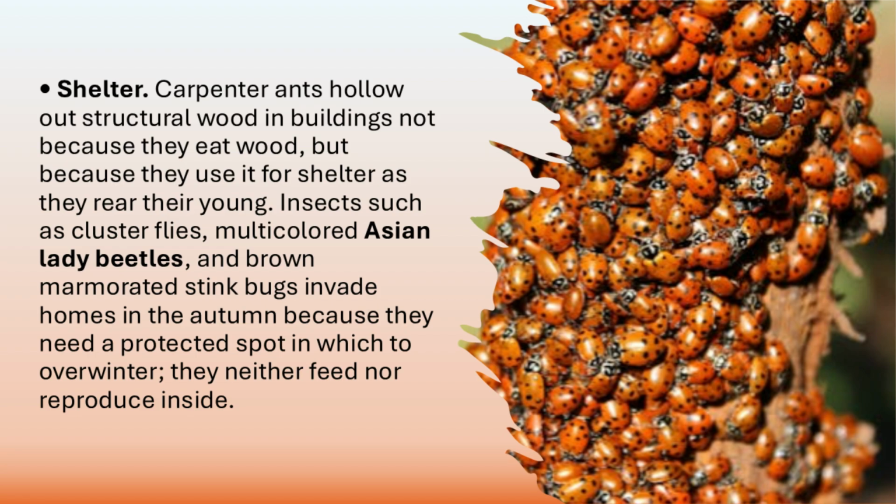Shelter. Carpenter ants hollow out structural wood in buildings not because they eat wood, but because they use it for shelter as they rear their young. Insects such as cluster flies, multicolored Asian lady beetles, and brown marmorated stink bugs invade homes in autumn because they need a protected spot in which to overwinter. They neither feed nor reproduce inside.